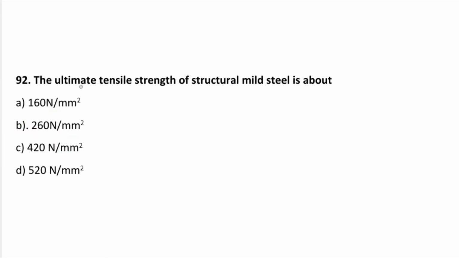So next question. The ultimate tensile strength of structural mild steel is about option A 160 Newton per mm square, option B 260 Newton per mm square, option C 420 Newton per mm square, option D 520 Newton per mm square. So the correct answer is 420 Newton per mm square.